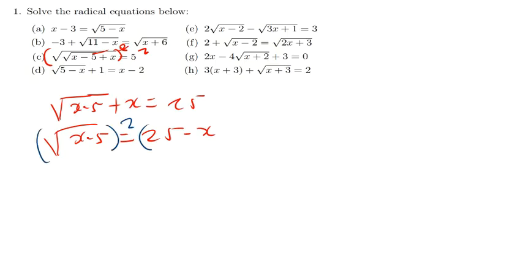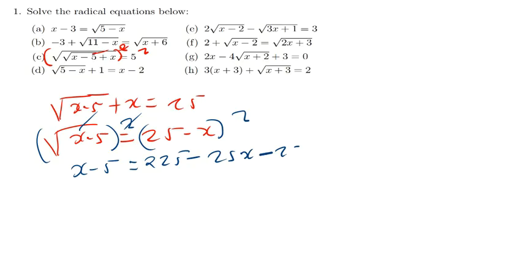Again you square. So this and that will cancel. I'll have x minus 5 is equal to 25 times 25 is 225. 25 times x is 25x. X times 25, 25x. And negative x times negative x squared. This is now a quadratic equation.